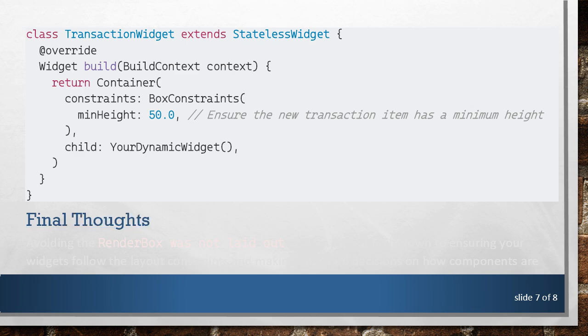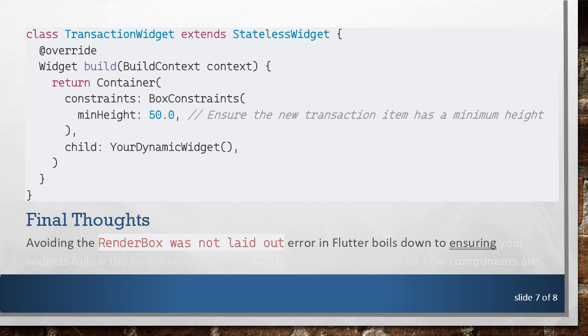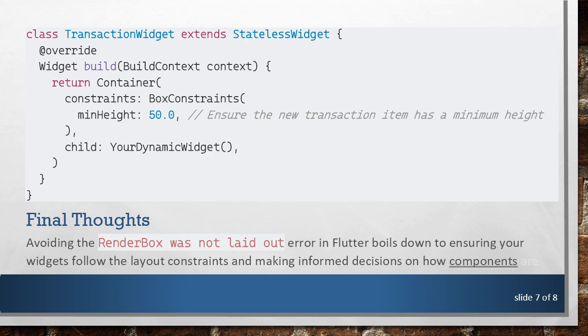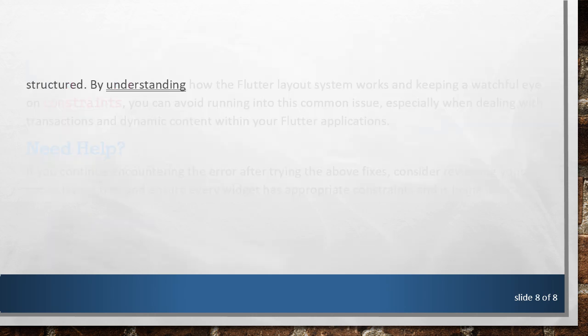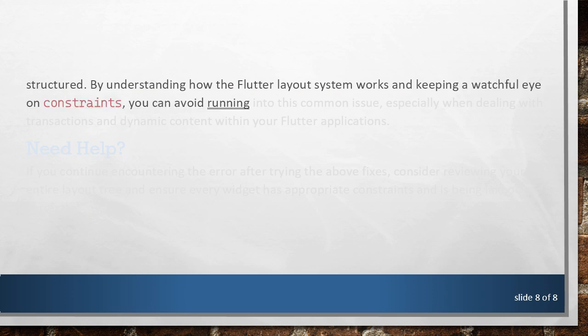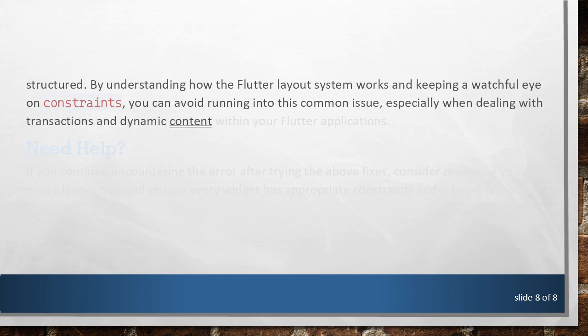Final thoughts. Avoiding the RenderBox was not laid out error in Flutter boils down to ensuring your widgets follow the layout constraints and making informed decisions on how components are structured. By understanding how the Flutter layout system works and keeping a watchful eye on constraints, you can avoid running into this common issue, especially when dealing with transactions and dynamic content within your Flutter applications.